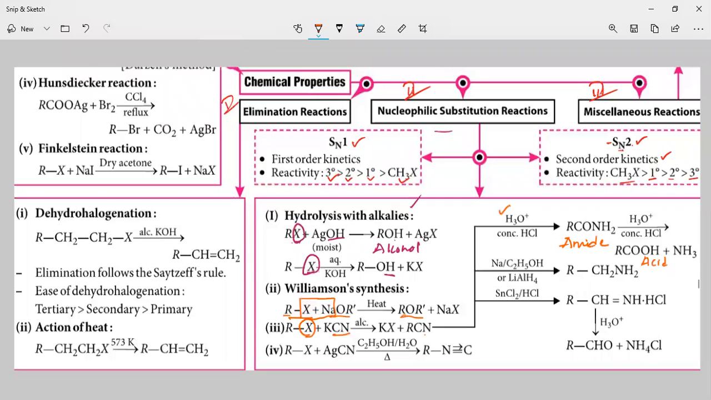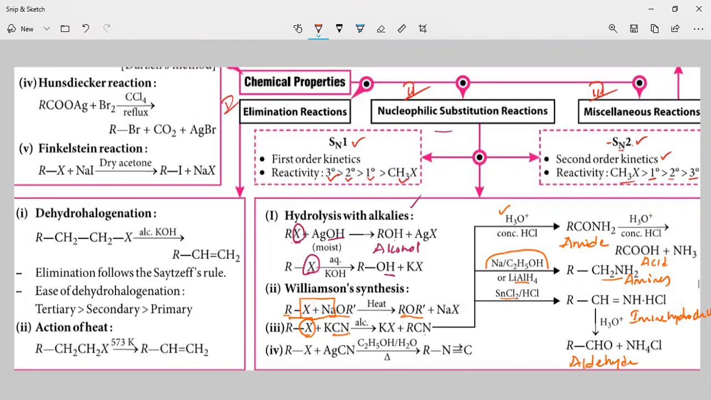Next, these cyanides upon reduction with sodium in the presence of methanol, or upon reduction with lithium aluminum hydride, are converted to amines. Next, these cyanides upon treatment with SnCl2 and HCl, you are going to get imine hydrochloride. This on hydrolysis gives aldehyde.